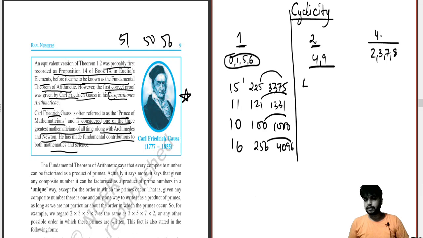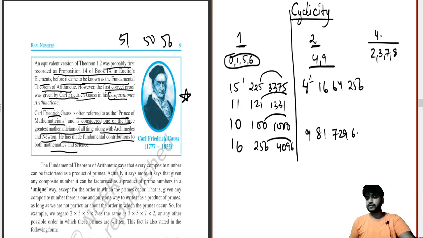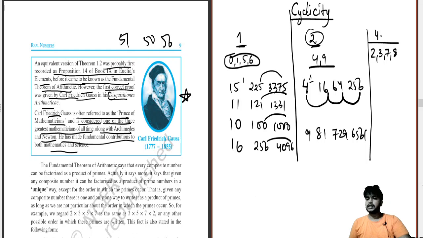Moving on to 4 and 9. Let's take 4 and 9, which is easier for making you understand. 4 to the power 2 is 16, 4 to the power 3 is 64, 4 to the power 4 is 256. 9 gives 81, 729, 6561. This is cyclicity 2. The last digit changes from 4 to 6, 4 to 6. If the power is odd, it will be 4. If the power is even, it will be 6.